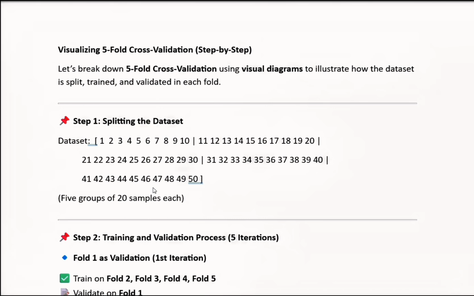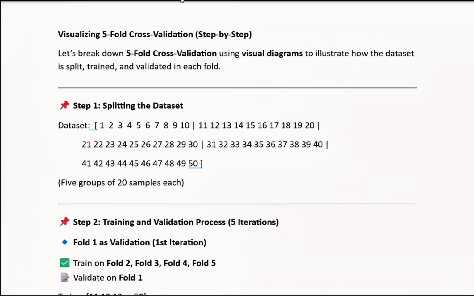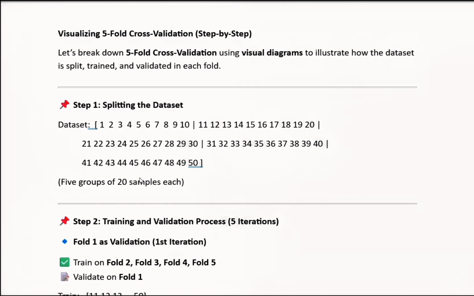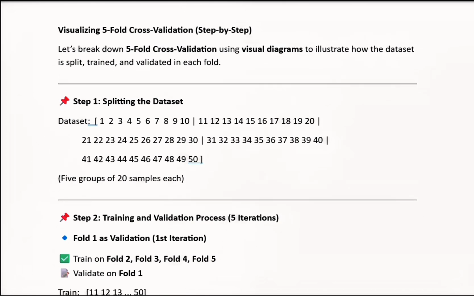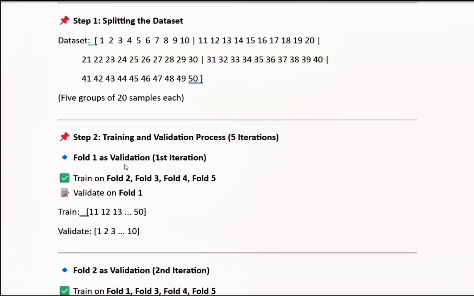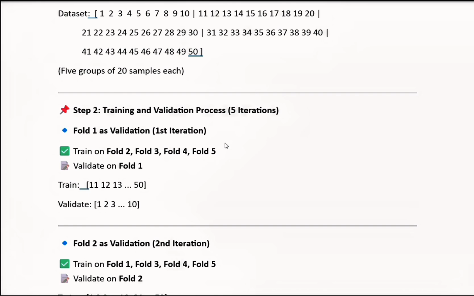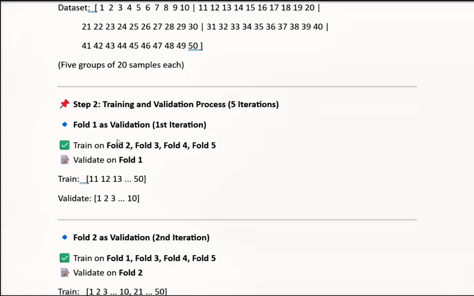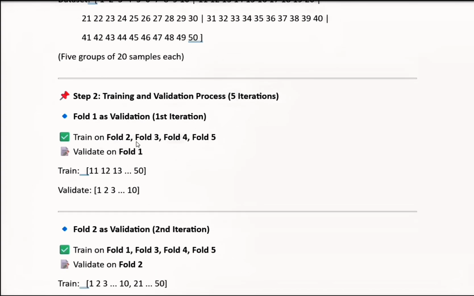Here, visualization of 5-fold cross validation. Here we have 100 samples in our dataset. We divide them into 5 equal folds: 1, 2, 3, 4, 5. Next, step 2, training and validation process, 5 iterations. For each iteration, 1 fold is used for validation and the remaining 4 folds are used for training. Fold 1 as validation.